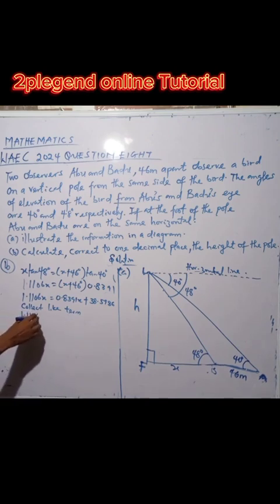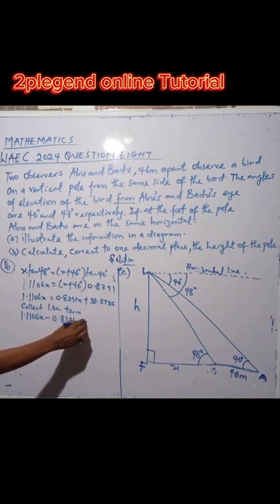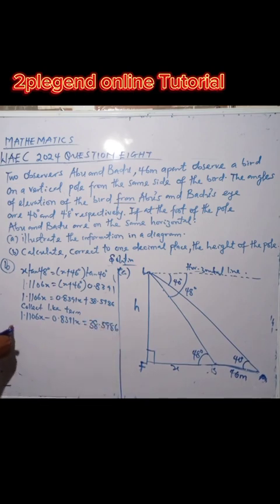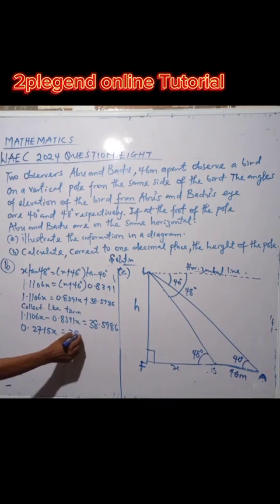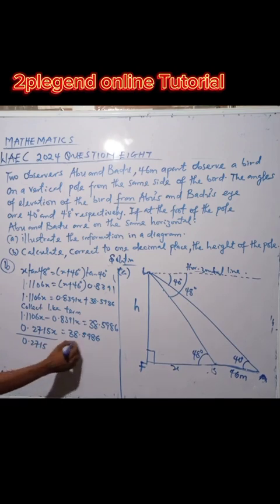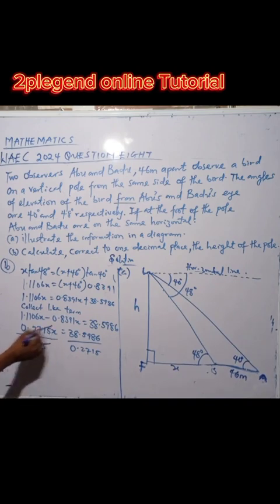If you collect like terms, you are going to have 1.1106x minus 0.8391x, which is equal to 38.5986. Now at this point you have 0.2715x, which is equal to 38.5986. You divide both sides by 0.2715. This will cancel out. Our x is equal to 142.2 meters.